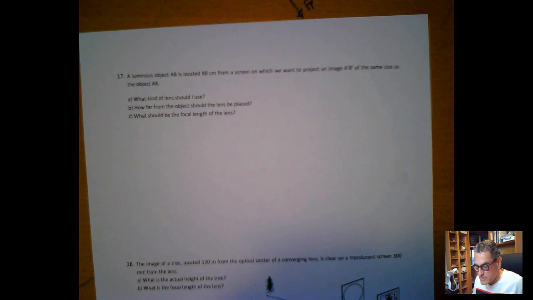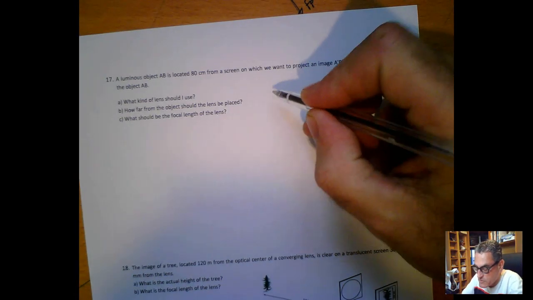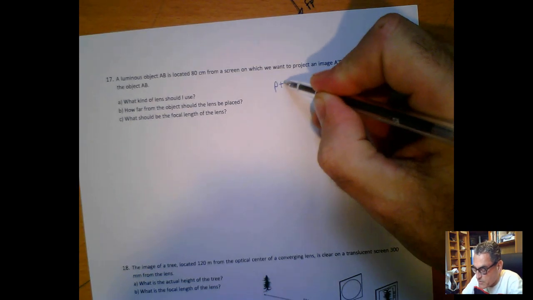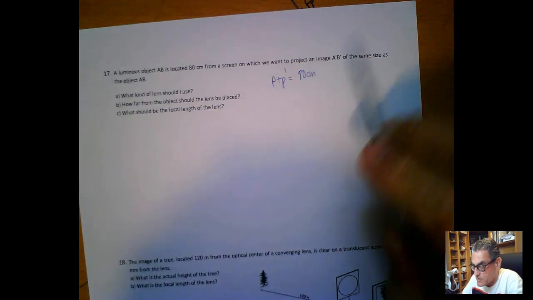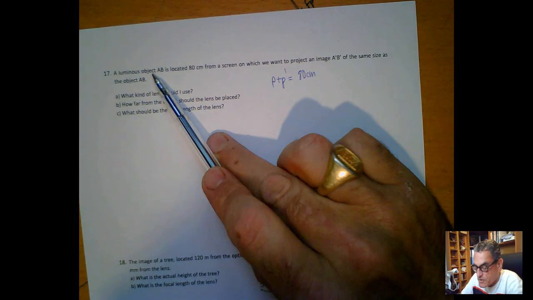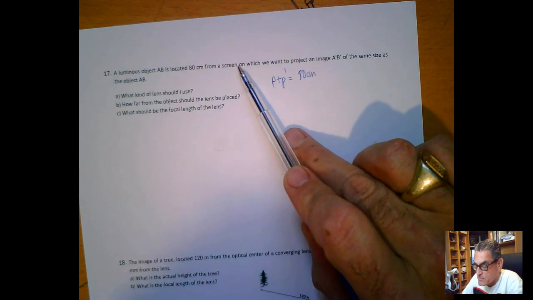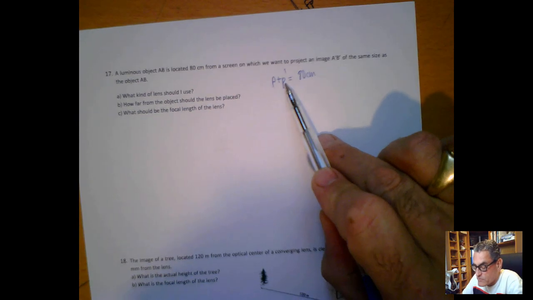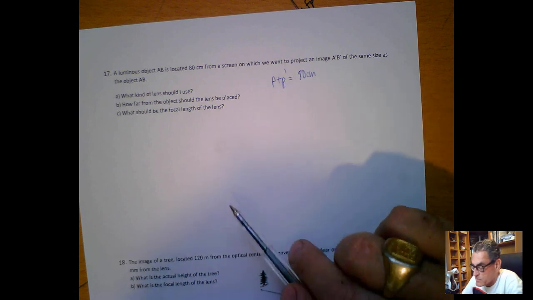Okay, let's continue. We now have to do exercise 17. A luminous object AB is located 80 centimeters from a screen. So we have P plus P prime, which is equal to 80 centimeters. Be careful about that. The object is located 80 centimeters from the screen. The distance from the object to the lens, which is P, you have to add to it the distance from the lens to the image, which is P prime, and the sum of the two is 80 centimeters.